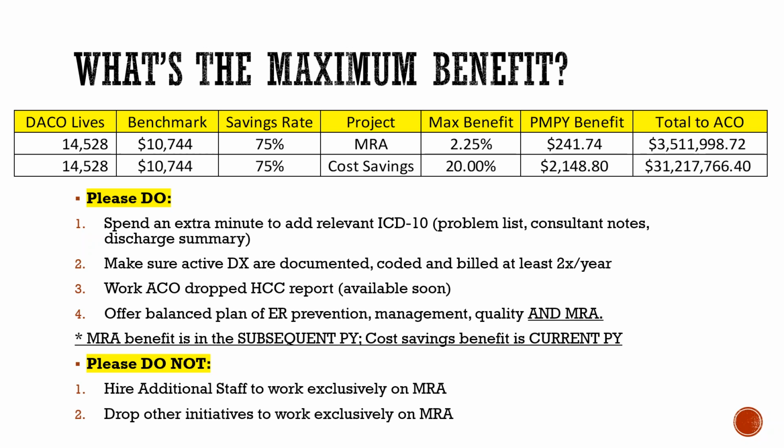When we focus on all the other things that we've always done as an ACO, the ER diversion, the good quality wellness visits, the TCM, we can potentially have cost savings of up to 20% of our benchmark within the ACO. So that translates to millions of dollars in improvements, $31 million if you're looking at our specific numbers, versus just a $3.5 million adjustment that we could make if we coded every single patient perfectly.